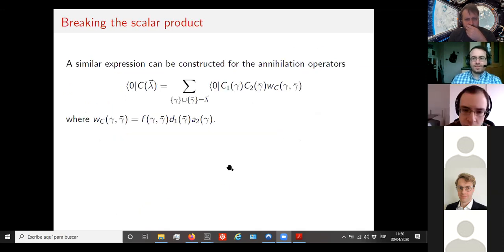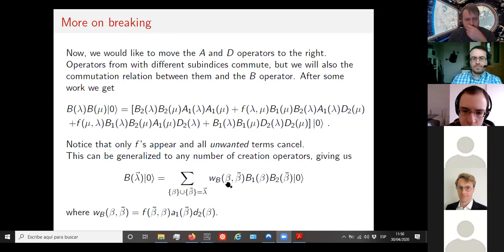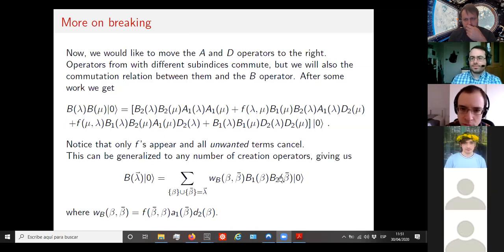Sorry, so this statement is true only on shell, right? No, if you see, I didn't use the Bethe equations at any point to get this answer. It's true off shell, actually.